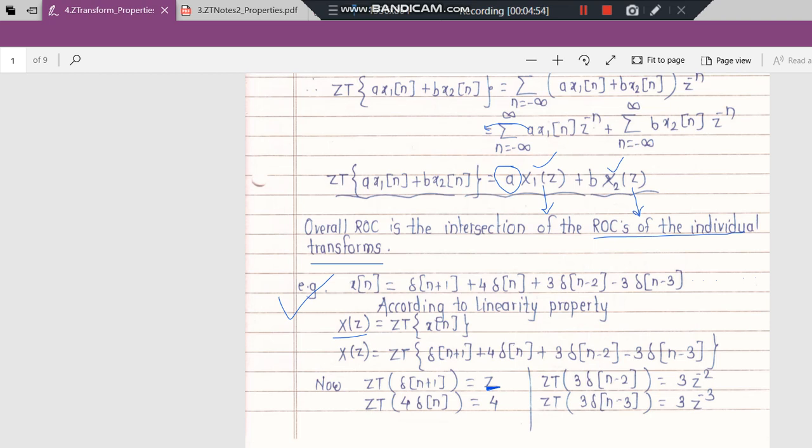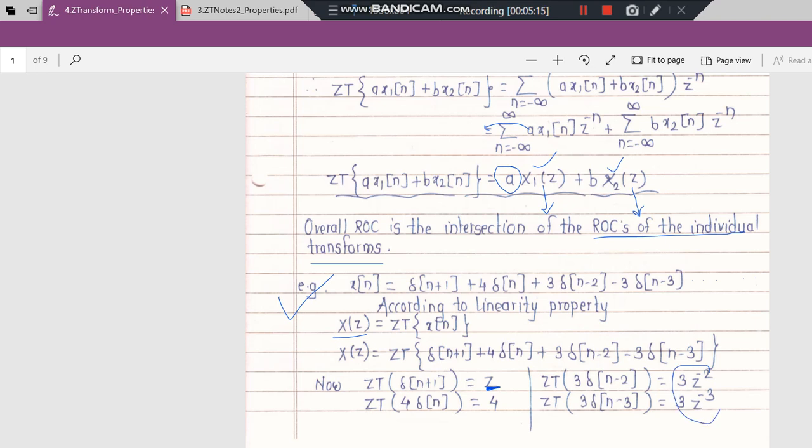Okay. Similarly, the Z transform of 4 into delta of n. So 4 is a constant and the Z transform of delta of n is 1. So 4 into 1 is 4. Similarly, the Z transform of delta of n minus 2 will be z raised to minus 2. Delta of n minus 3 will be z raised to minus 3.